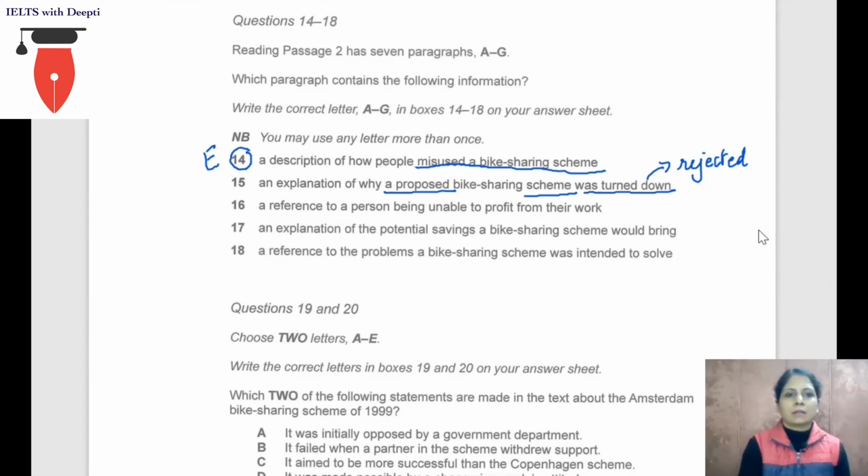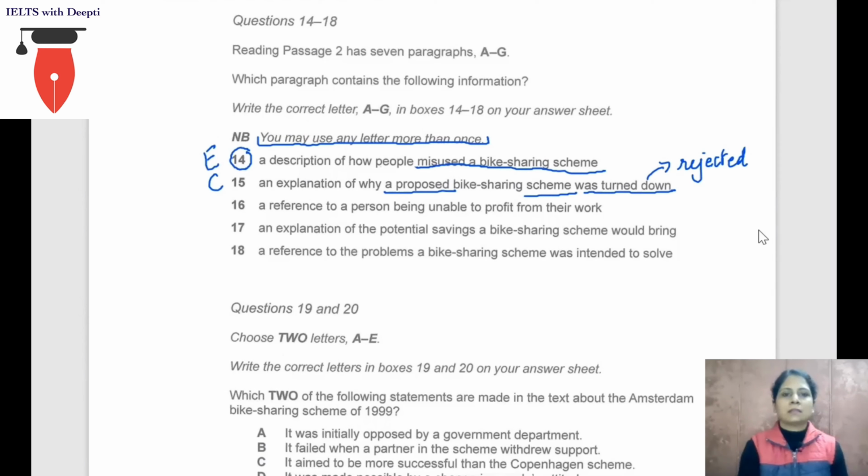Okay, so the answer we found was in paragraph C. Please understand here there is a note given that you may use a letter more than once. So it is not necessary that the alphabets that we have already used, we cannot repeat them. So E may come twice, C may come twice, so on and so forth. Now let us look at number 16.